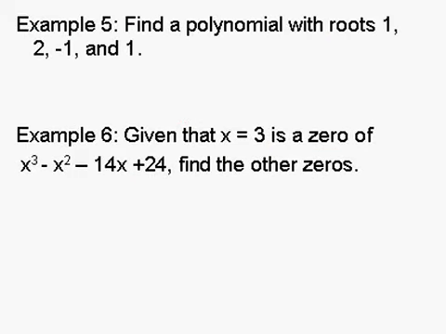That helps us do problems like 5 and 6 here. Number 5, we're going to find a polynomial with roots 1, 2, negative 1, and 1. Well, by our previous theorem, if 1 is one of the roots, x minus 1 is going to be a factor. If 2 is a root, x minus 2 will be a factor. If negative 1 is a root, x plus 1 will be a factor. X minus minus 1, x plus 1. And if 1 is a root twice, then x minus 1 will show up twice.